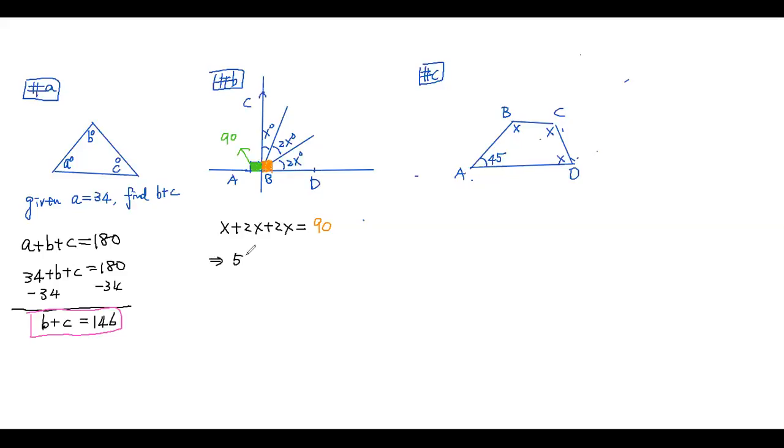So 5x is equal to what? 5x is equal to 90. Then you divide by 5, so x is equal to 18. The problem asks us to find 3x, right? So it will just be 3 times what? 3 times 18. So this is 54 here.